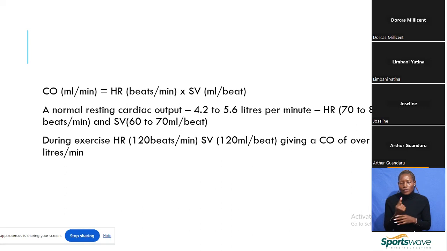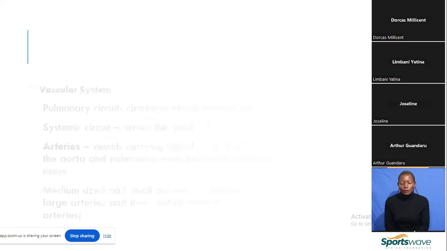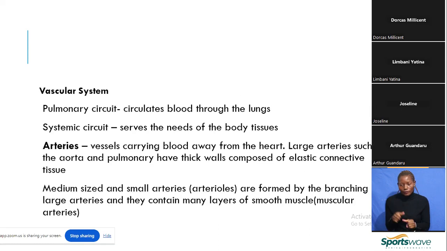That is an efficient heart. But if you have a heart beating at 98 beats per minute and producing very little volume, then that is a bit of a problem. So that is how you manipulate, in sports, and get the heart to be efficient through training. So just remember that formula, that heart rate times stroke volume gives you cardiac output.